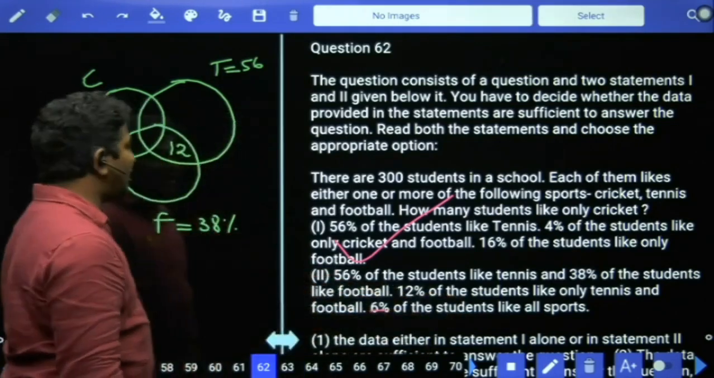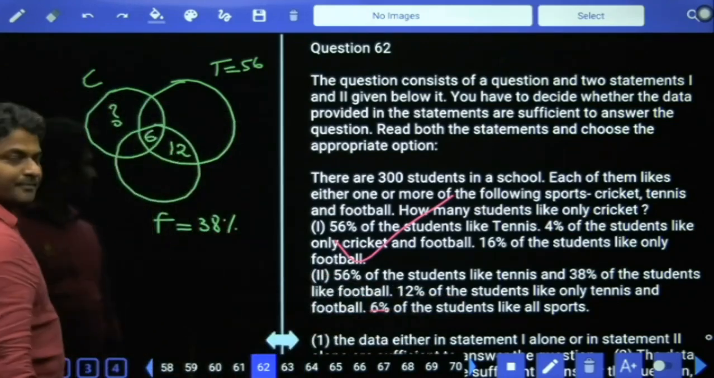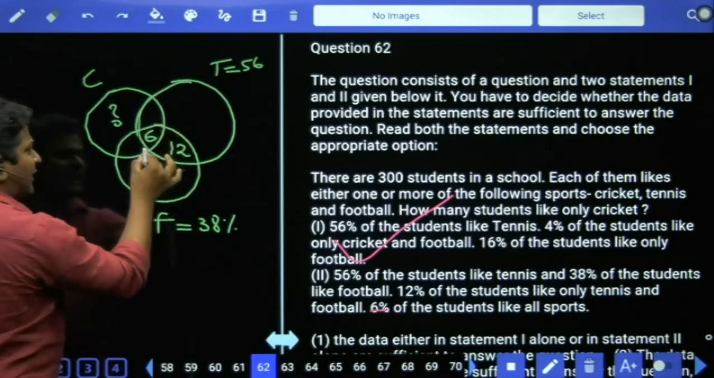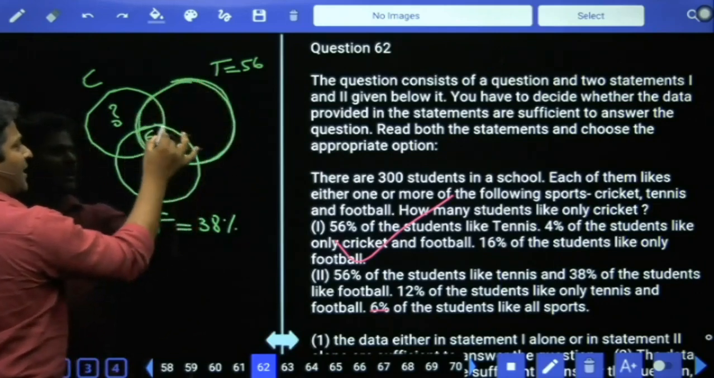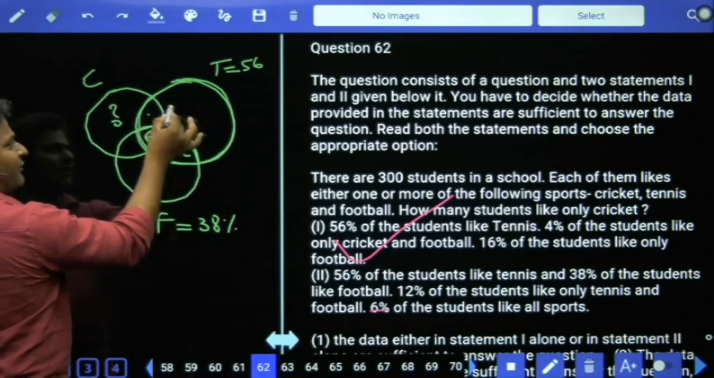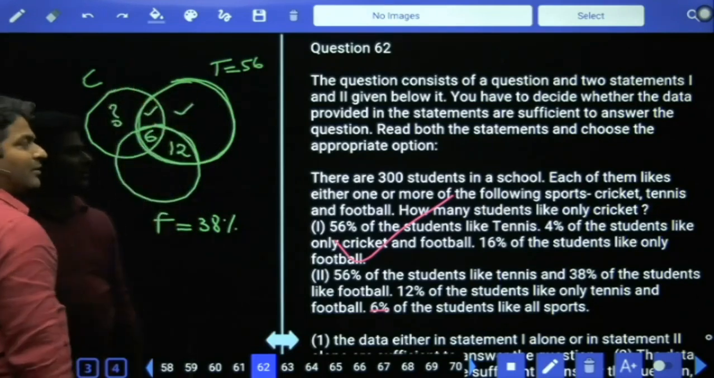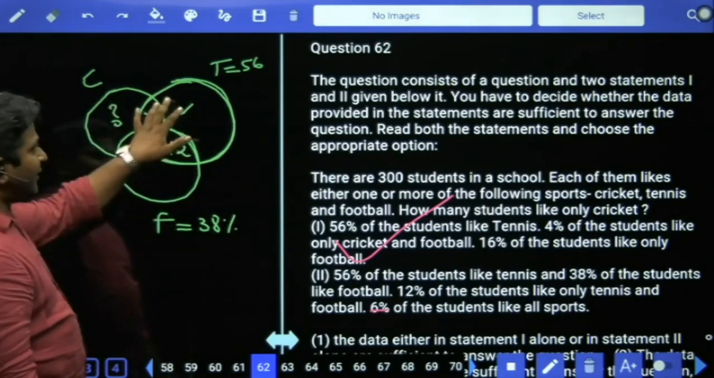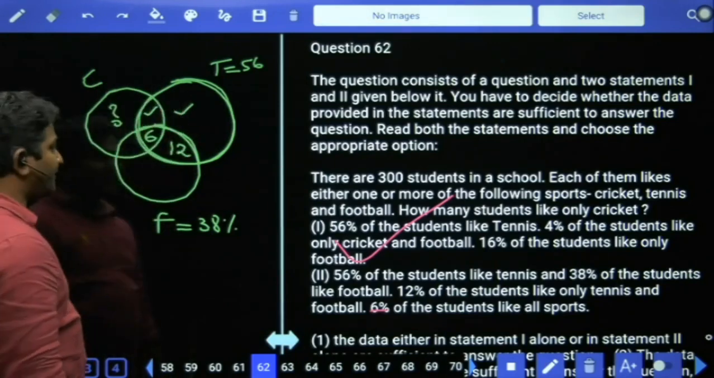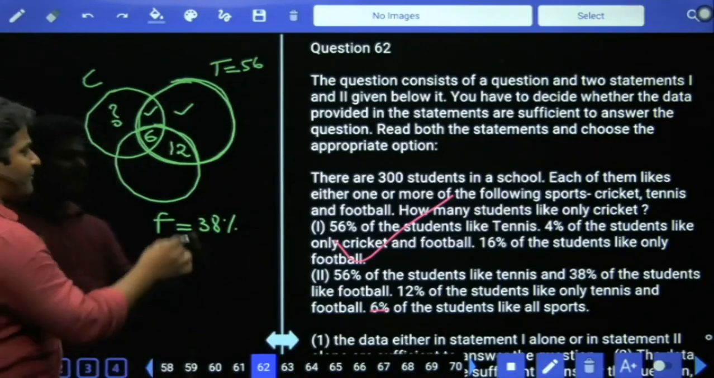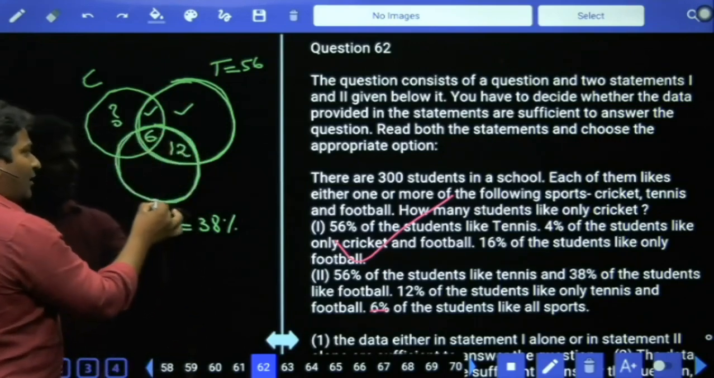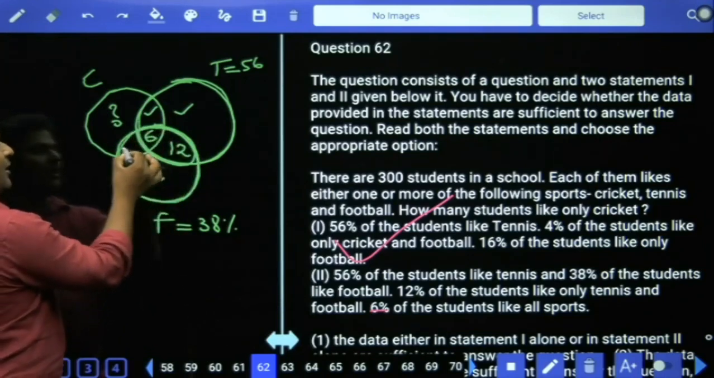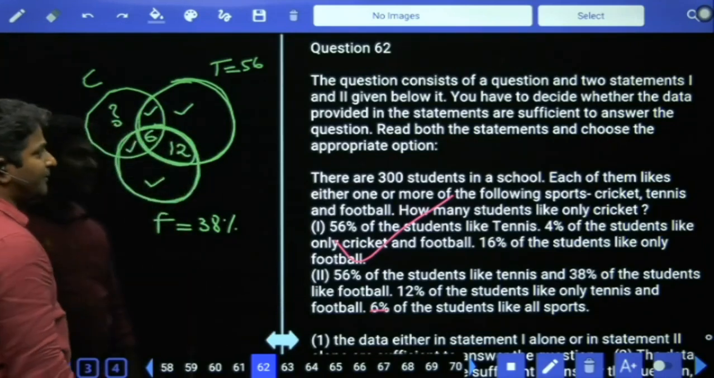6% like all sports, that is 6. So now, total tennis minus these two will give you only tennis, tennis and cricket. Tick marked places we can calculate. Likewise the same, total football minus this area will give you only football and cricket.